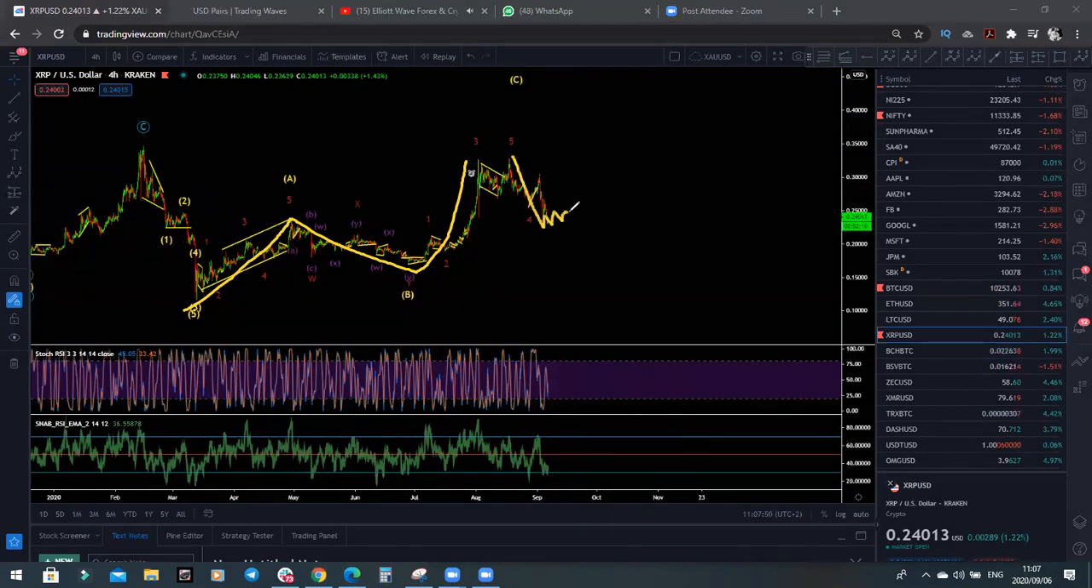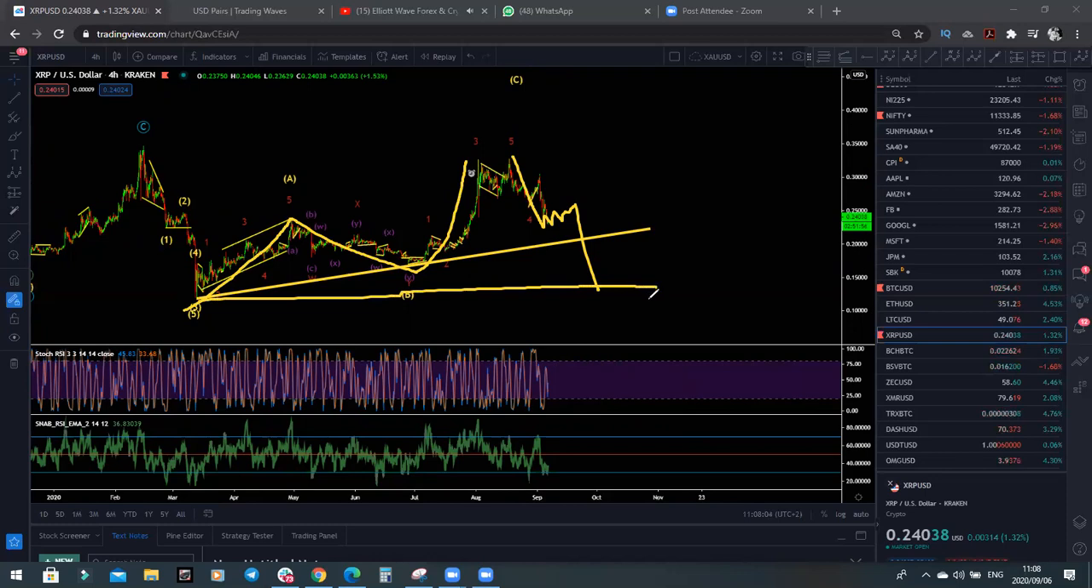Now we're coming down with a move to the downside. Just like Litecoin, this is very corrective. So it's an ABC corrective structure. We may see further downside to around these levels, under 0.1, 0.125. Okay, so look for continuation patterns to the downside on Ripple.